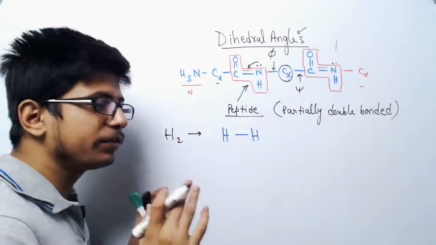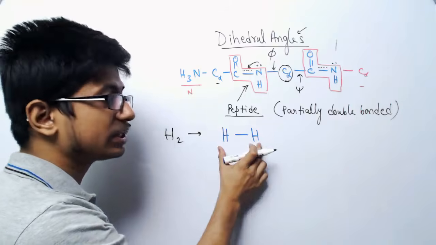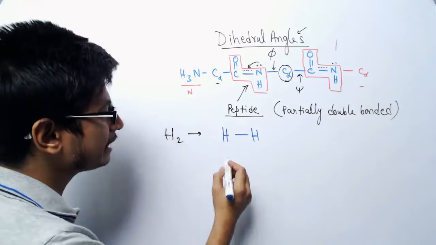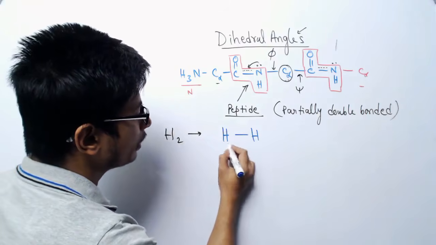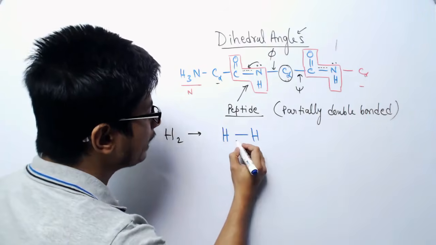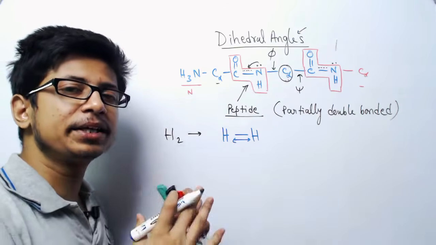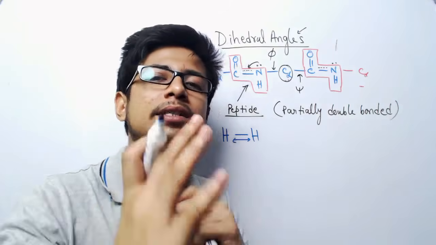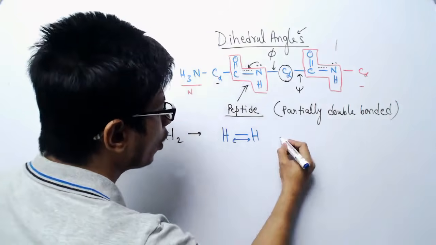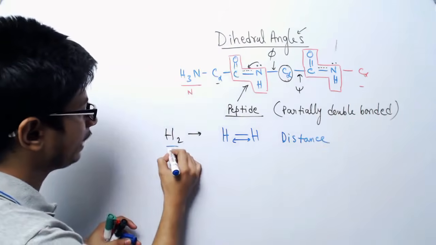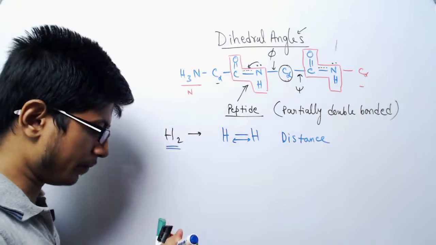So to define the geometry of hydrogen (H2), what you can say is that the two hydrogen atoms are separated by a specific distance. When you give the distance, it defines how they are linked and what the total geometry is. So distance alone is sufficient for telling the geometry of hydrogen.